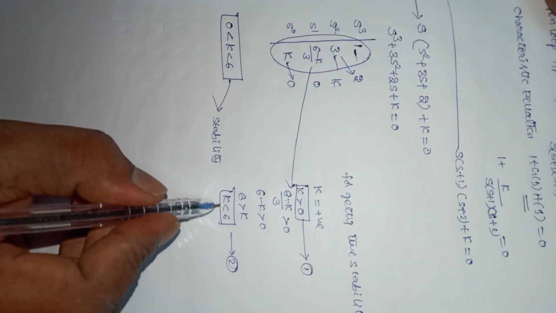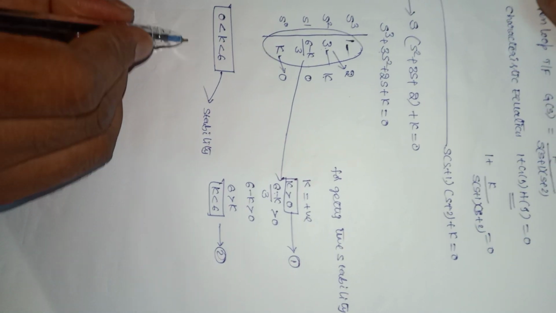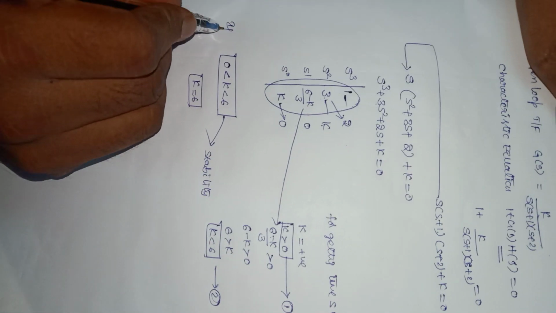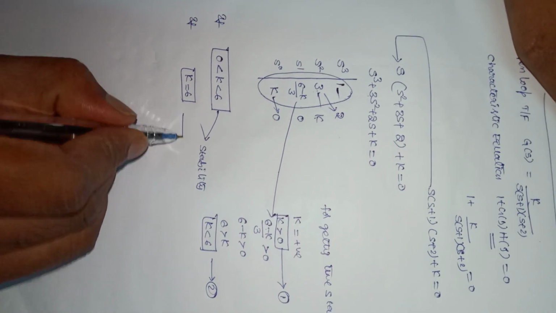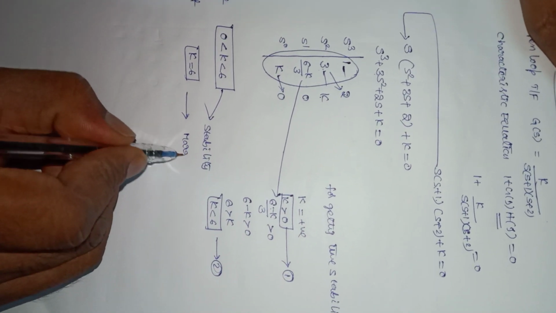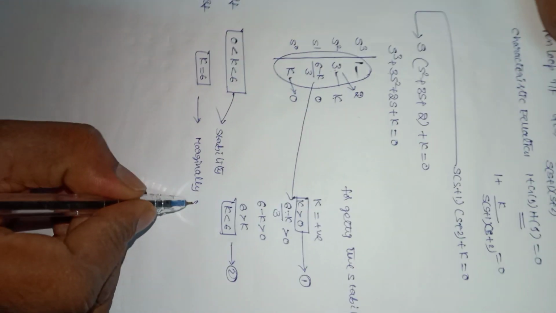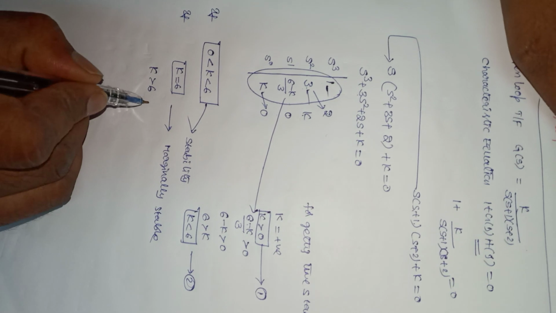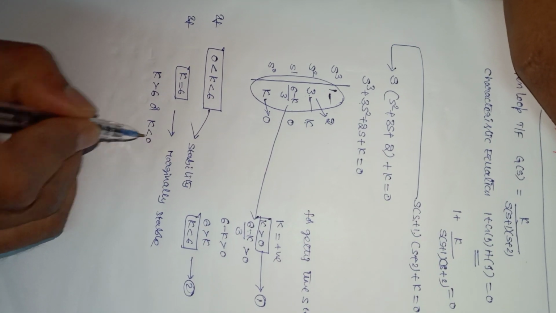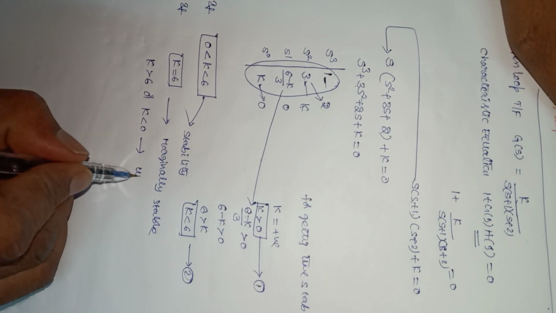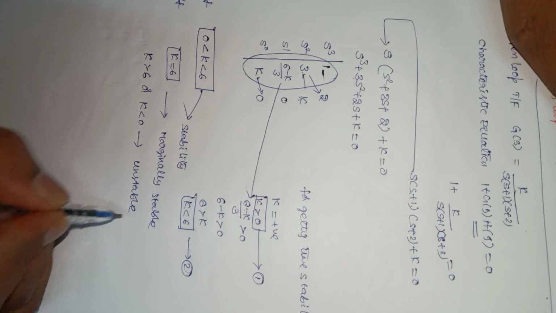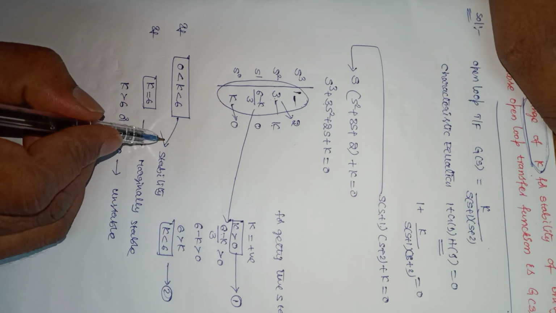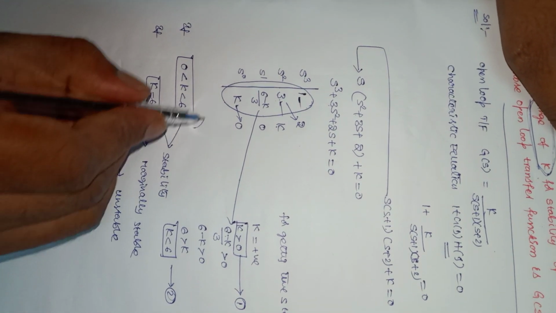the system is marginally stable if the K value is 6. If the K value is 6, then the system is marginally stable. If the value of K is greater than 6 or K is less than 0, then the system is an unstable system. So finally, the range of K for which the system is stable is this range.